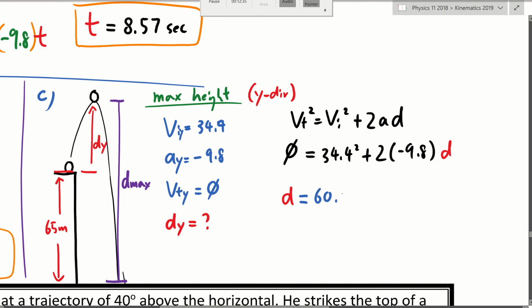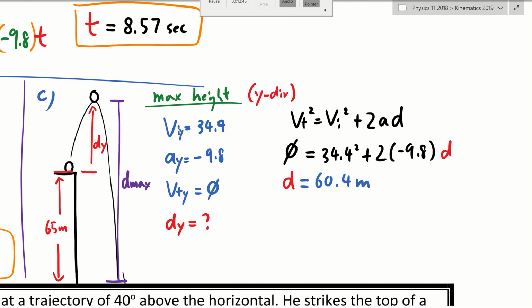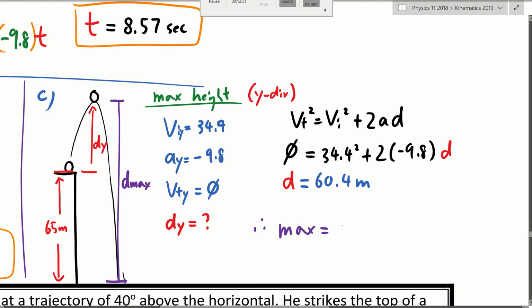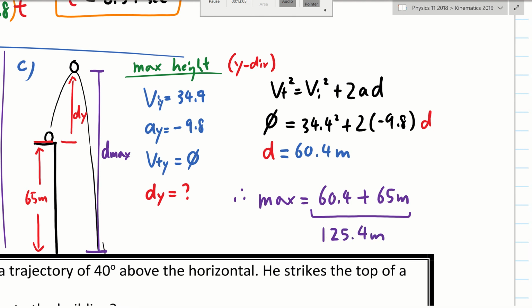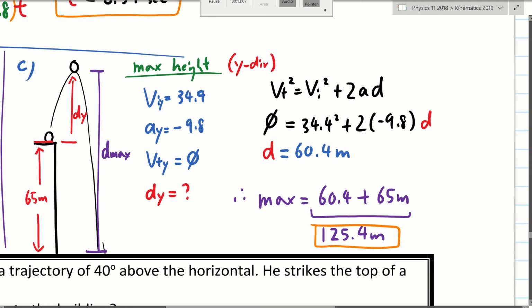So I get about 60.4 meters, rounding it a little bit, which is not the maximum height. That is from your launching location to the maximum height. So the real maximum height from the ground is that plus the mountain that you're standing on. So total maximum height, 125.4 meters.